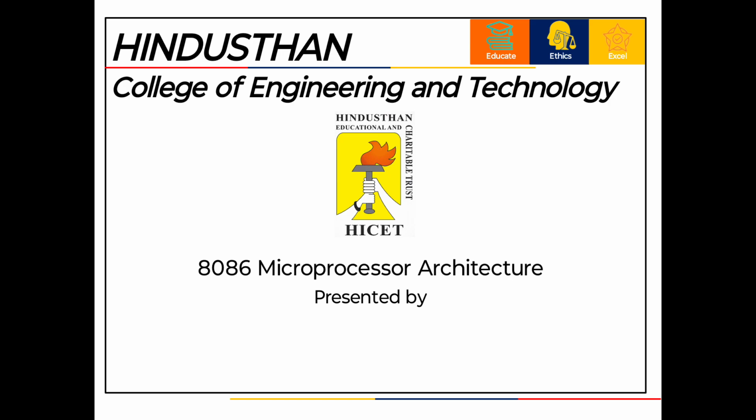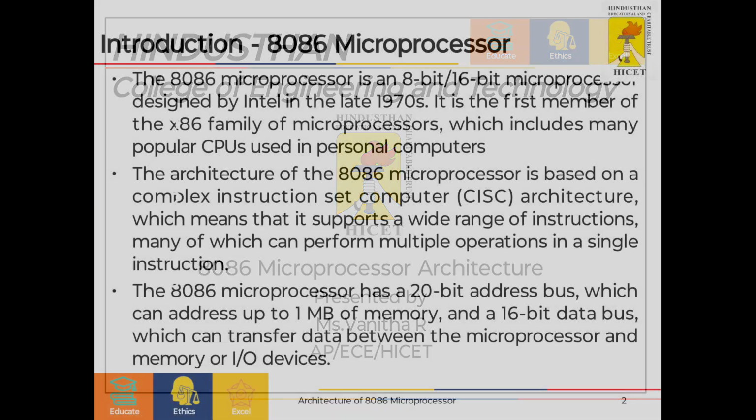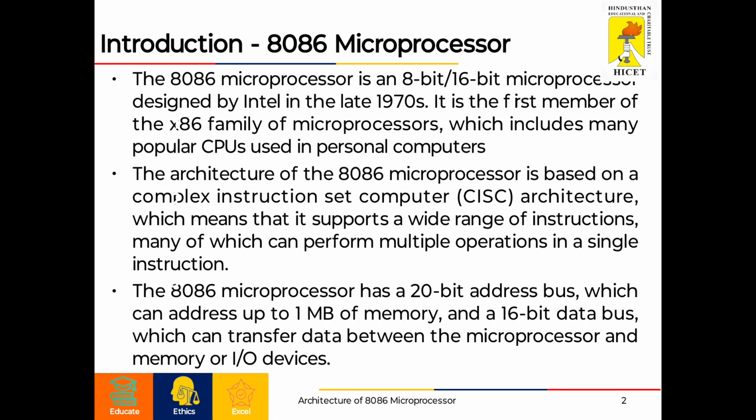Today we are going to see about the architecture of 8086 microprocessor. So, what is a microprocessor? First we are going to see the introduction. The 8086 microprocessor is a 16-bit microprocessor designed by the Intel Corporation. It is the first member of the 8086 family of microprocessors.